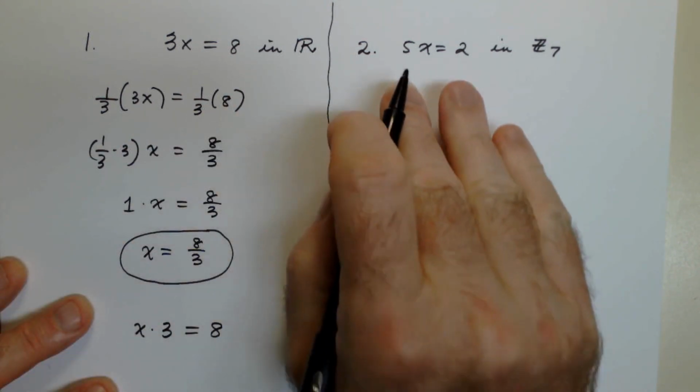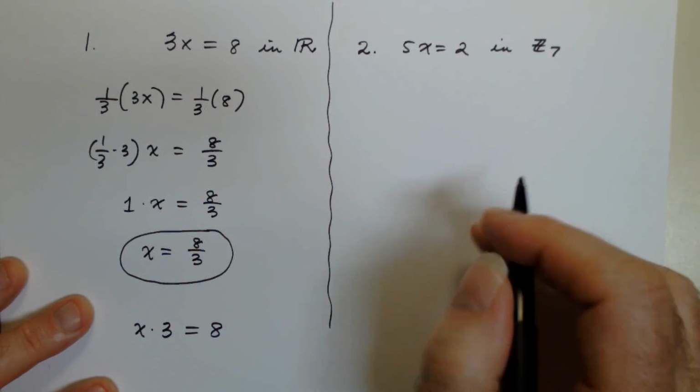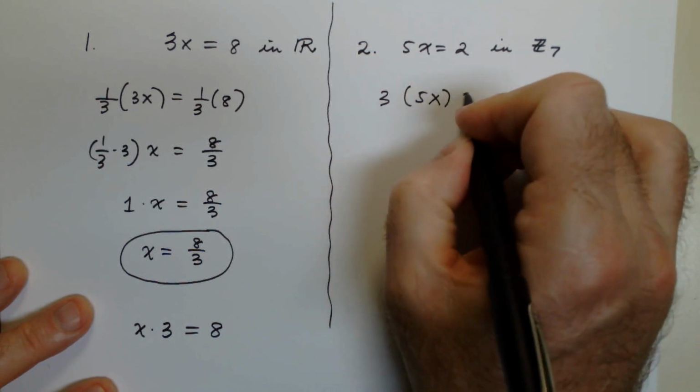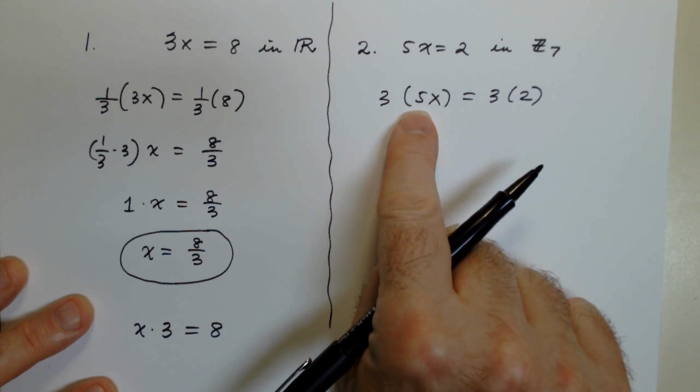All right, so what I want to do is multiply both sides of this equation by 3. Now again, we're working in the Z7 sense. So we've got 3 times 5x equals 3 times 2. Now I'm going to reassociate.